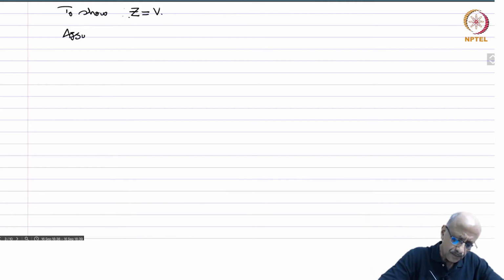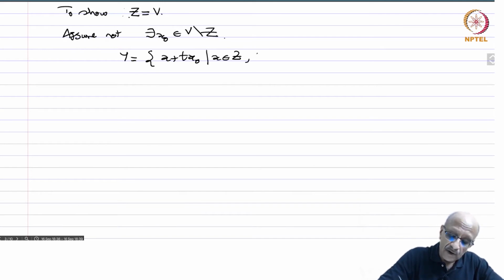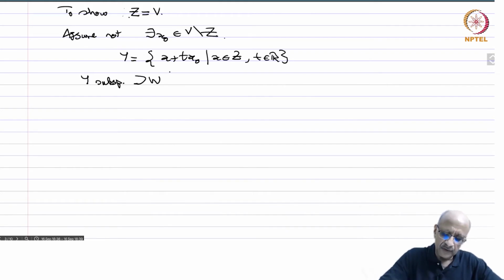So assume not. So there exists x0 belonging to V which is not in Z. So now you define Y equals x plus t times x naught, where x belongs to Z and t belongs to R. So Y is a subspace which of course contains W, because we put t equal to 0, it will contain W, and of course it strictly contains Z.